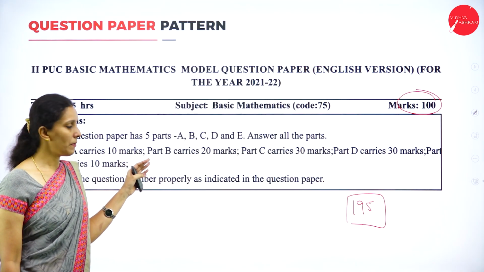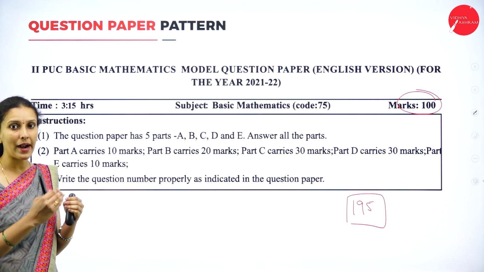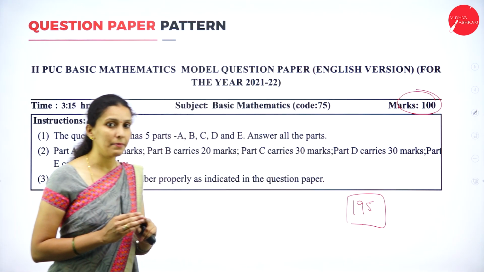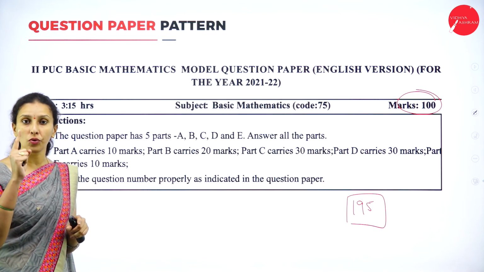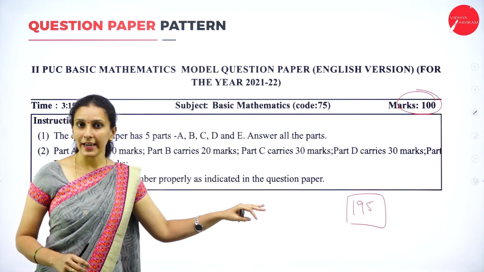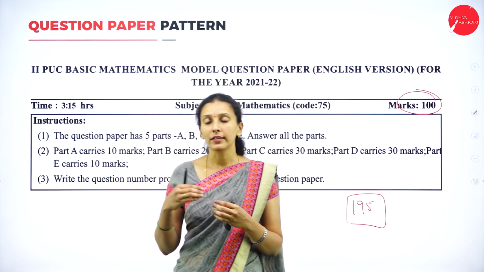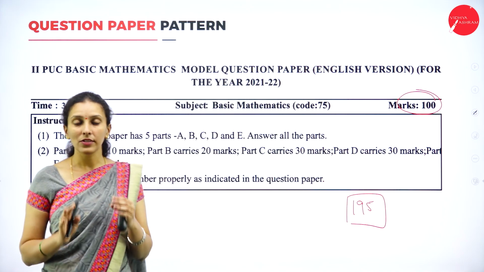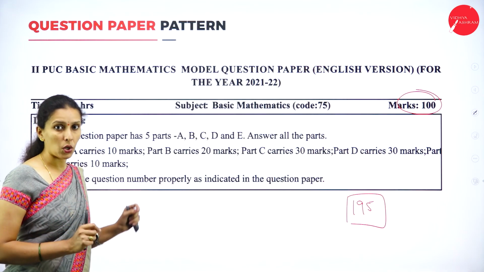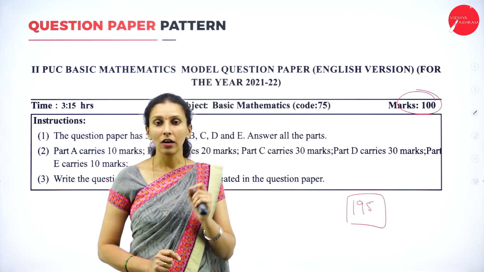Part A carries 10 marks, Part B 20 marks, Part C 30 marks. That is, you have to attend 10, 10, 10 questions from Part A, Part B, Part C. And in Part D you have to attend 6 questions which carry 30 marks. Part E is 10 marks, where you have to choose only 1 question out of 3 questions. And write the question number properly as indicated in the question paper. Most of the students forget to write the question number. They just write the main and directly write the answer. So don't make that mistake while you're writing your examination. You have to write the question number and then write the answer for the indicated question in your question paper.